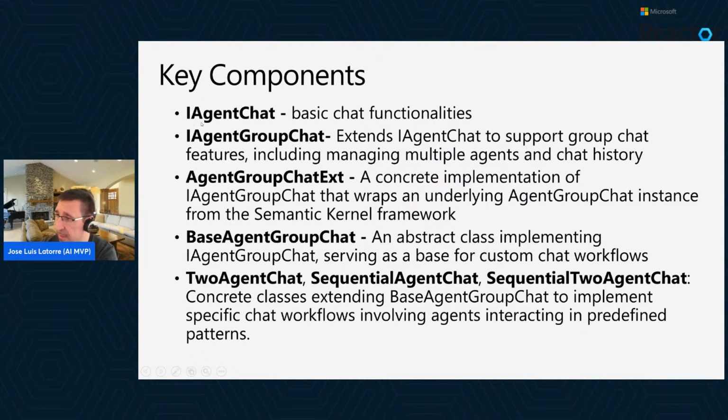So the key components: I extended the AI agent chat. I extended and provided an interface, AI agent group chat, so I can build upon interfaces. And I re-implemented the agent group chat. Basically, it's a wrapper of the agent group chat, but following this interface, the AI agent group chat. And then I implemented a base agent, an abstract class that is a base for custom chat workflows, which I implemented: the two agent chat, the sequential agent chat, and the sequential two agent chat, which does what you expect.